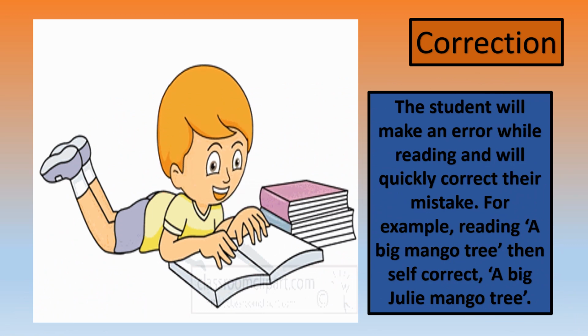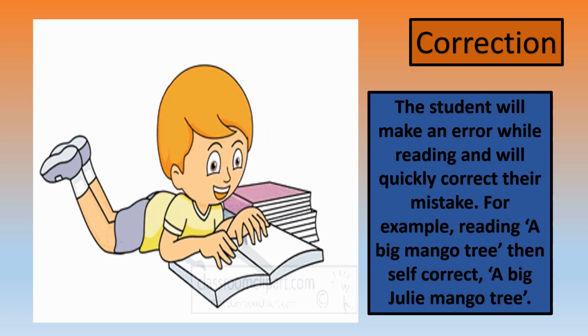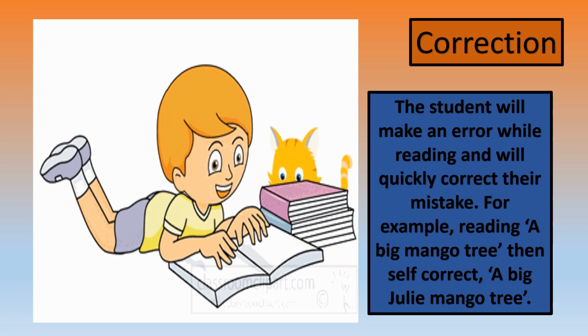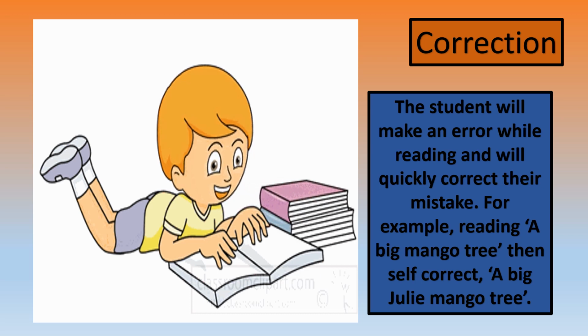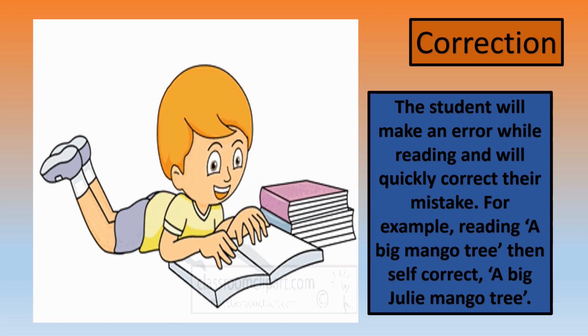Another reading miscue is correction. This is where the student will make an error while reading. However, they will quickly correct their mistake. So, while reading a big mango tree, the student is able to self-correct and see that the text actually says, oh, a big Julie mango tree.